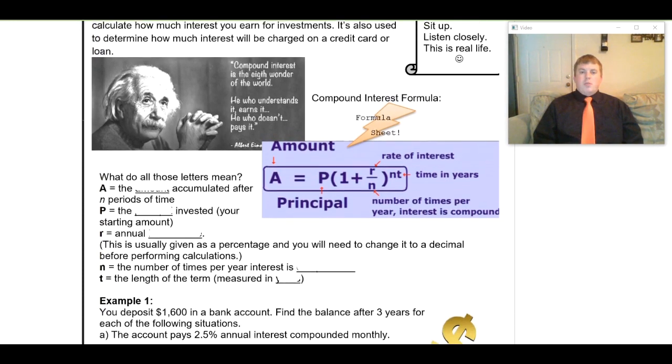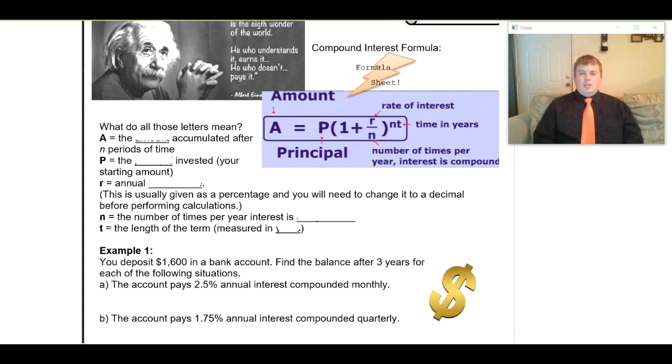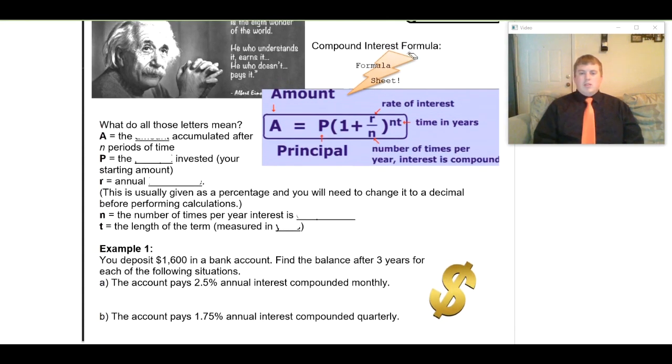The compound interest formula is on your formula sheet. Now, it can be a little overwhelming to look at. It is a large formula with a lot of different letters, but don't worry, we're going to go ahead and break this down so that we can understand what each piece means.